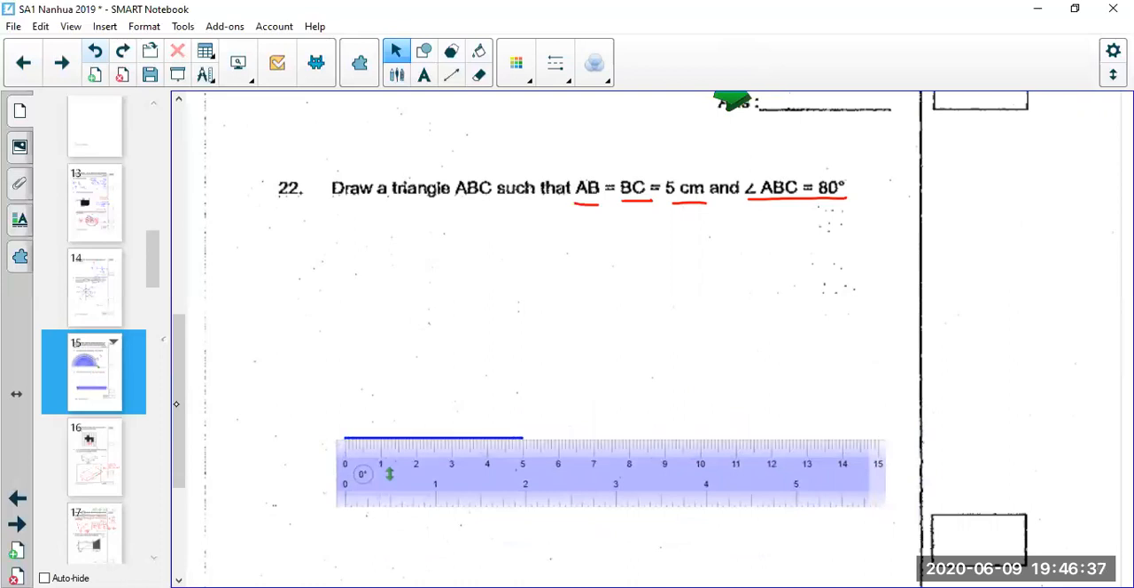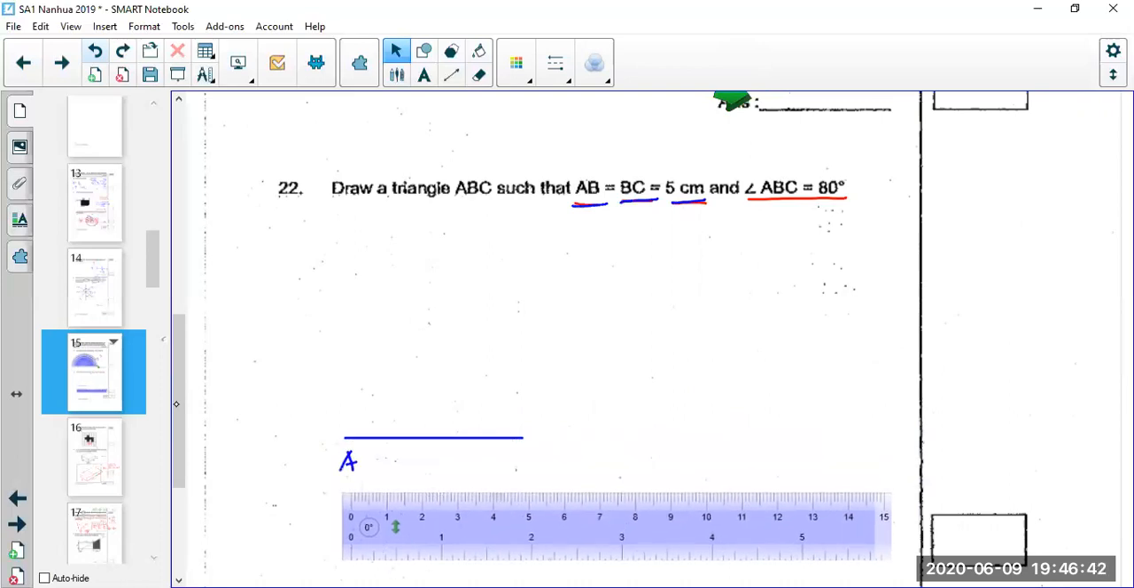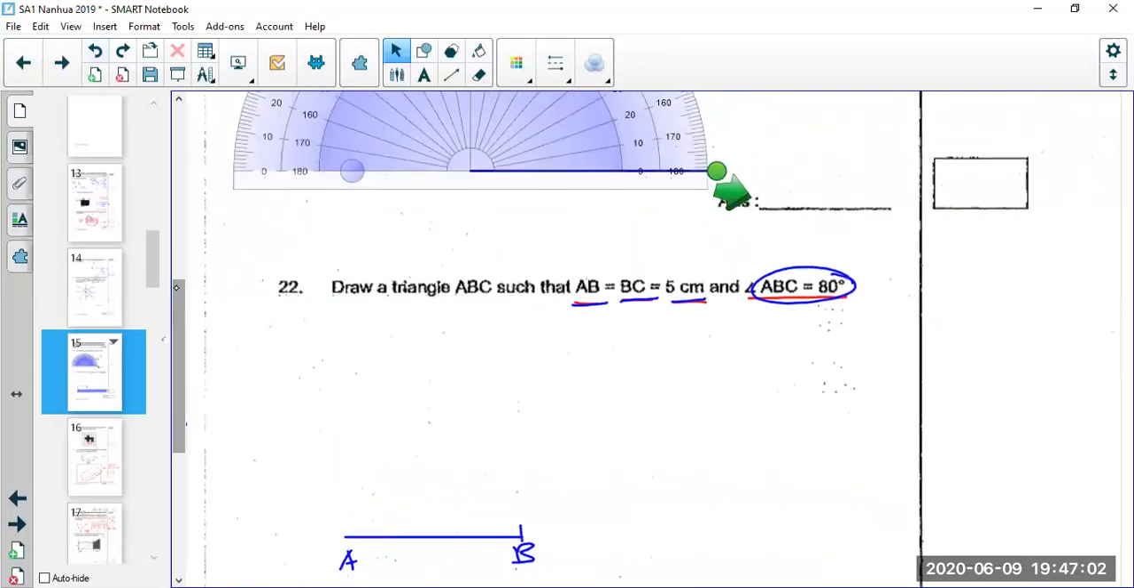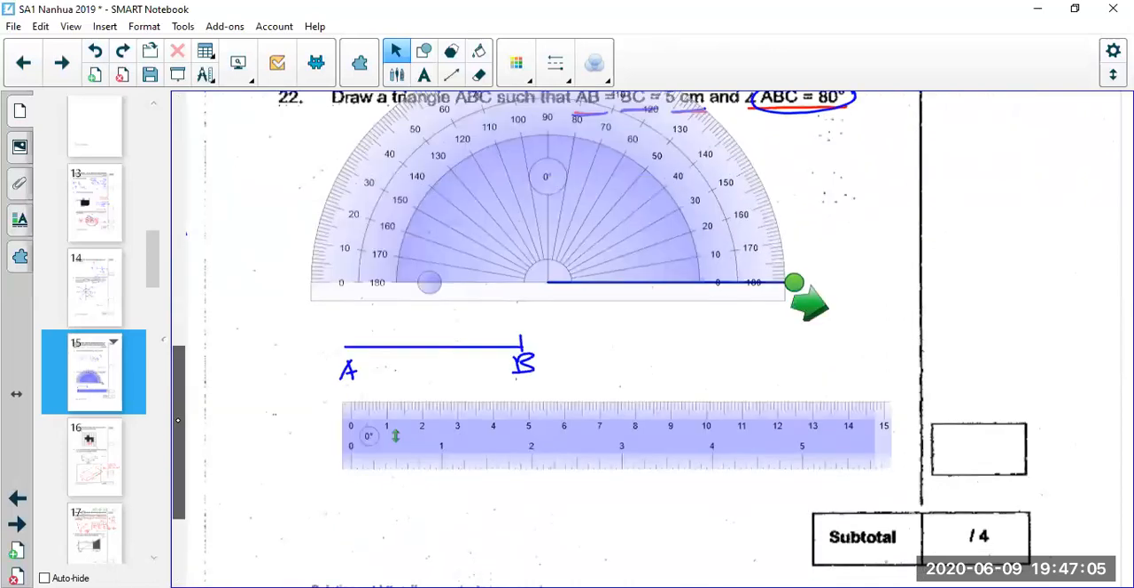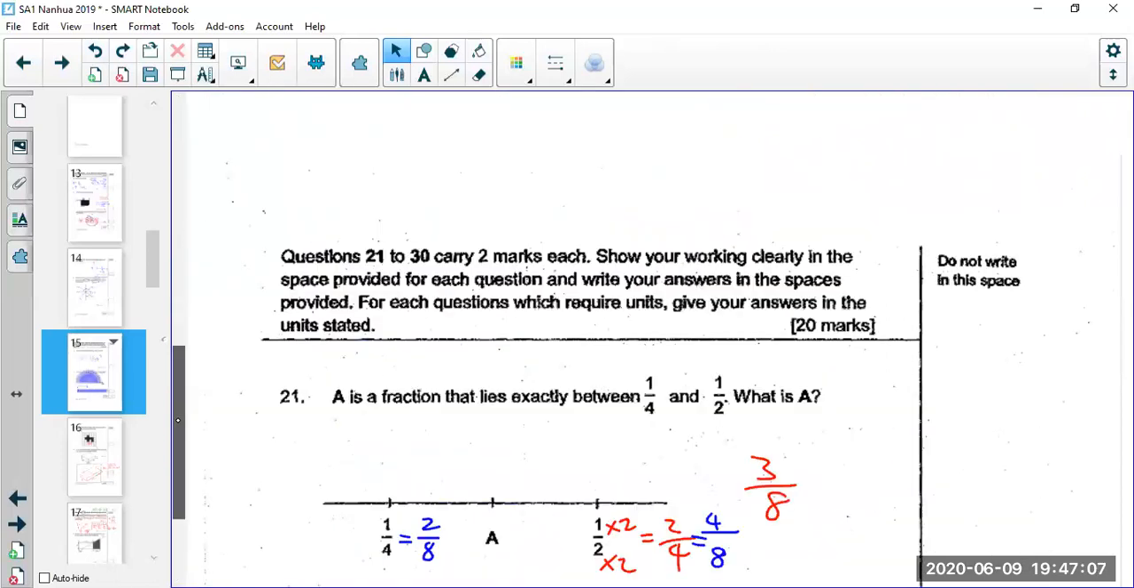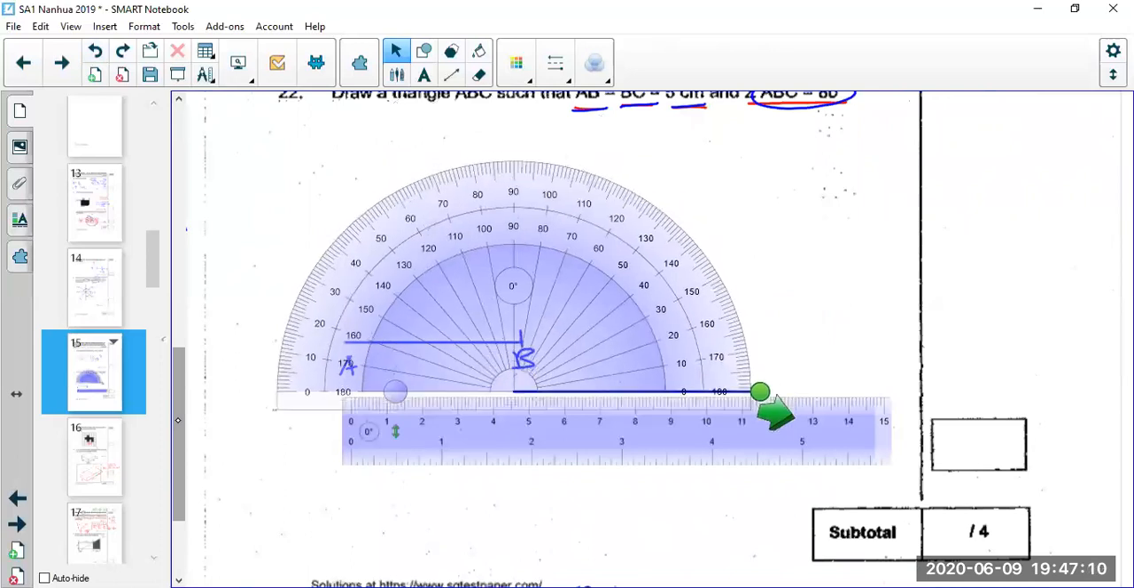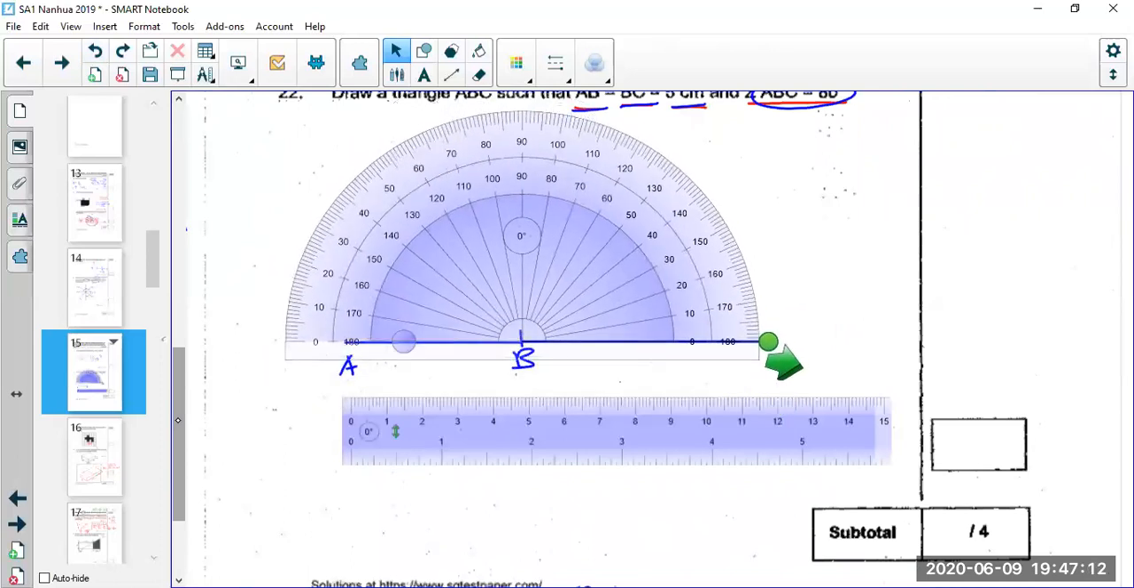Why? Because AB equal to BC equal to 5 cm. So this is your AB. Use a ruler, and then your BC is 5 cm. Then how to do that? Now you cannot anyhow draw 5 cm yet because there's an angle. Angle ABC is 80 degrees. So your angle is here, at the letter B. Then you must take your protractor, right? Bring down your protractor and put it over here at the center.